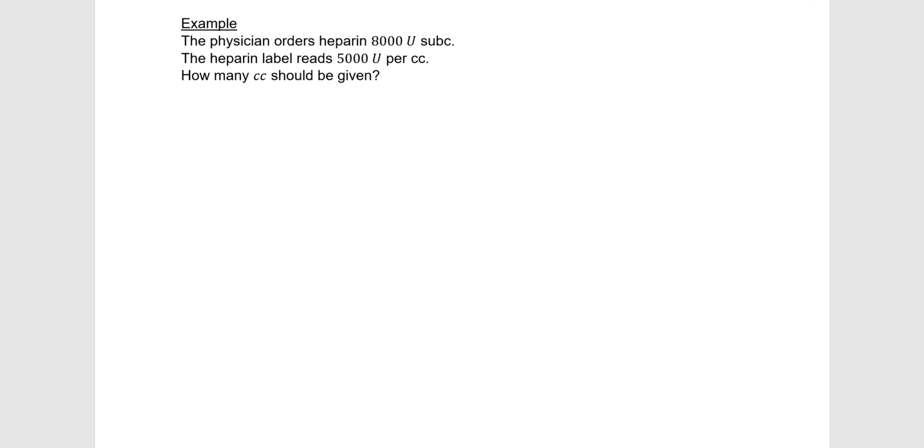So the physician orders heparin 8000 U sub C, so sub C, subcutaneous, under the skin, and the units here of U, that's the units that were introduced on the first page of this chapter. Those are going to be the USP units. And the heparin label that we have says 5000 U per cubic centimeter, per cc, and we want to know how many cubic centimeters should be given.